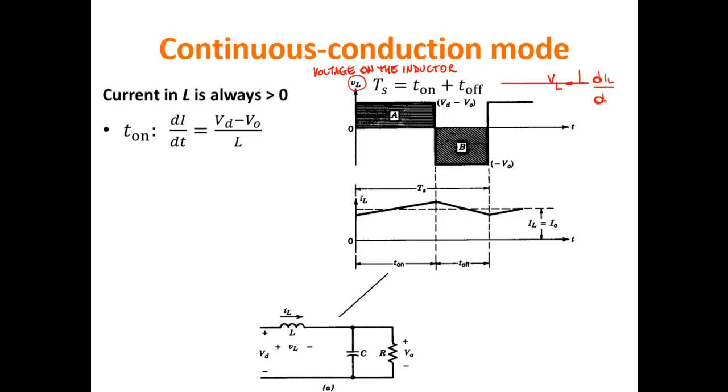So this means that when the voltage is positive, the current is increasing. When the voltage is negative, the current is decreasing. And this is exactly what's happening here.